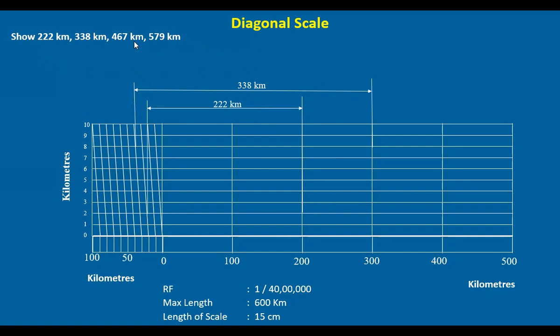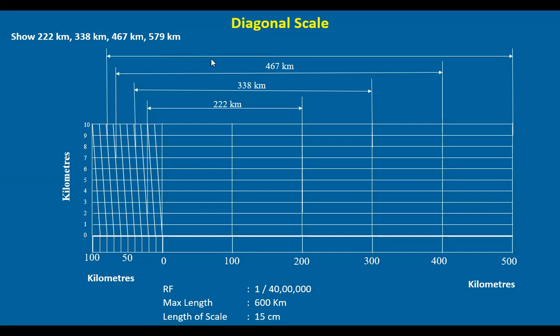467, right? Next, 467, 400, 50, 60, 67, right? So draw a line here from here. So this is 467. Next, 579. 500, we can take 500 also here, right? Direct 500 and 79, 50, 60, 70, 79. So draw a point here, line, and this distance indicates 579.